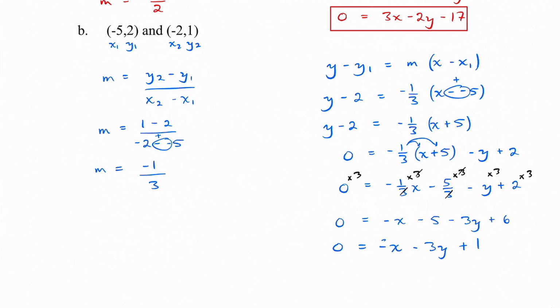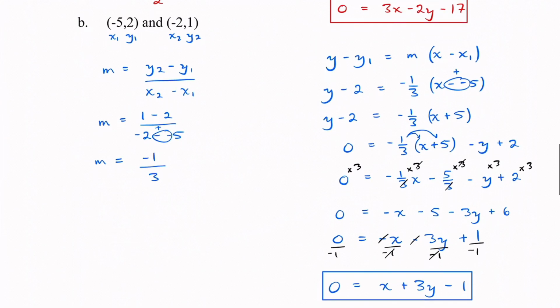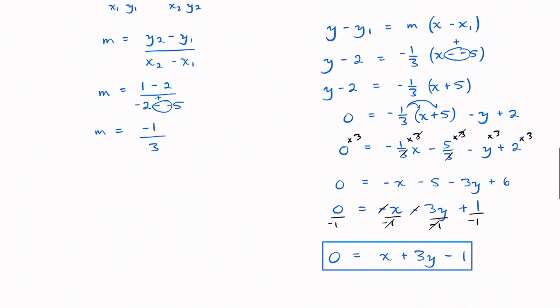And now with this one, though, we have a minus here. So to get rid of the minus, we just got to divide everything by a minus 1. So divide by minus 1, every single term. And then it's going to cancel with that one. This one's also going to cancel. So our final answer, we got 0 equals x plus 3y, because those two negatives canceled. And then these two, the plus and the minus, that's just going to give us a minus. And then we got a 1. So that right there is our final answer.